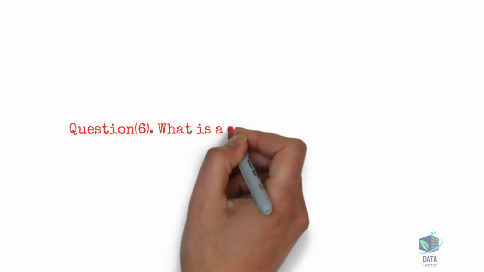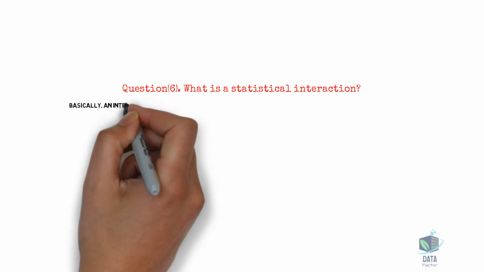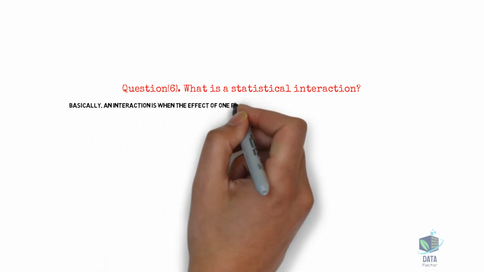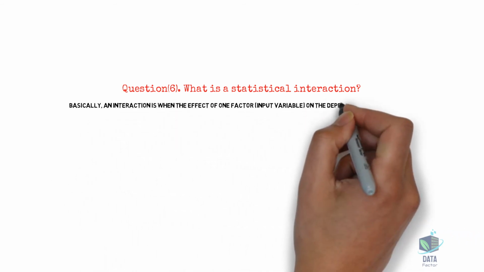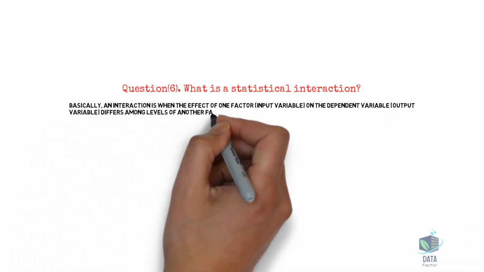Question 6. What is a statistical interaction? Answer: basically, an interaction is when the effect of one factor (input variable) on the dependent variable (output variable) differs among levels of another factor.